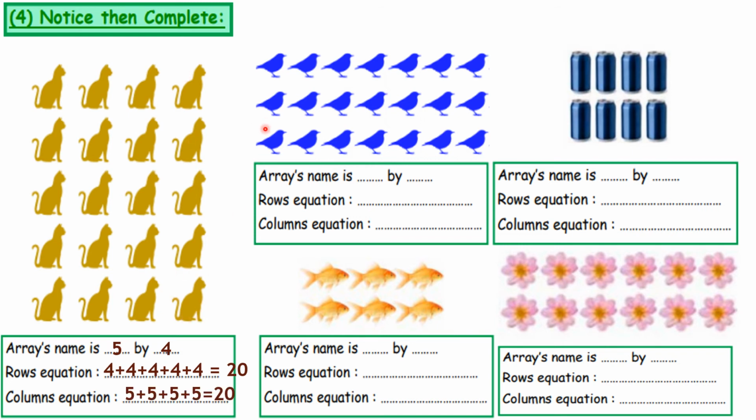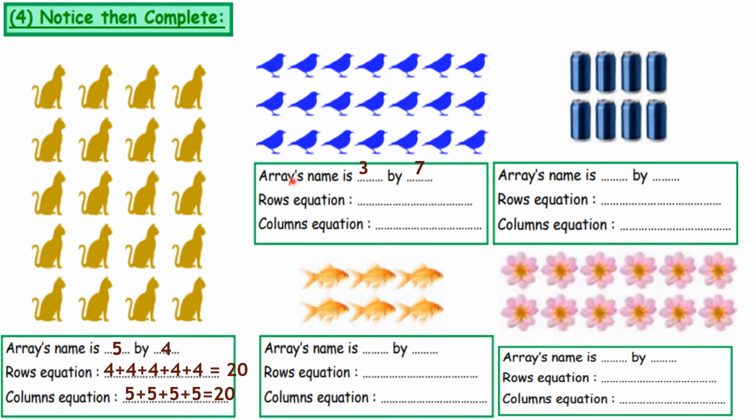What is the array's name here? How many rows do I have? 1, 2, 3 rows. And how many columns? 1, 2, 3, 4, 5, 6, 7. So this array's name is 3 by 7.